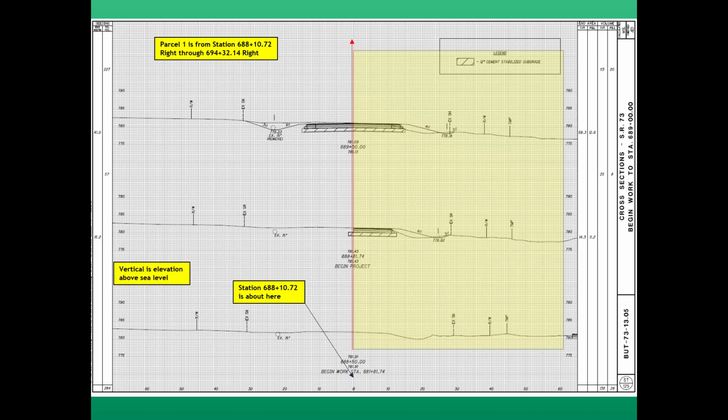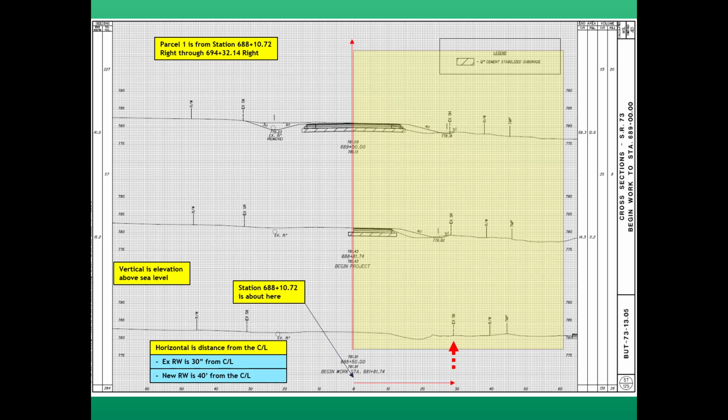The vertical markings on this cross section are the elevation above sea level, and the horizontal axis shown on this sheet is the distance from the center line. So if we go to station 688 plus 50, which will be the cross section at the bottom of the page, and we go to the center line, which is shown as a 0, the distance to the existing right-of-way line from the center line of the road is 30 feet, as shown.